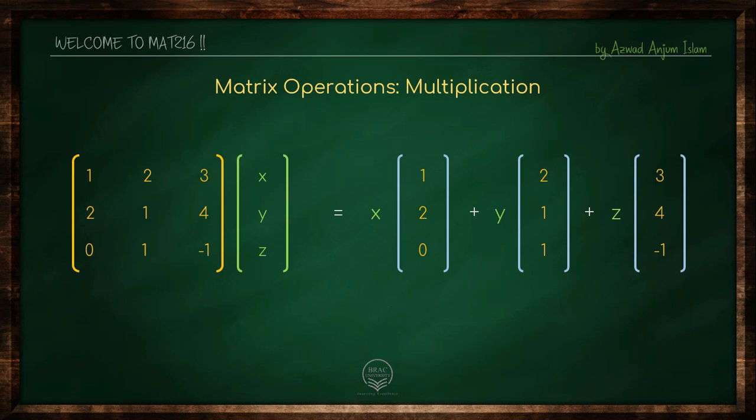But if you look at the left hand side, this is how we express a system of linear equations, because this right here is 1x plus 2y plus 3z, and that is the left hand side of a linear equation. Similarly, 2x plus y plus 4z is another linear equation. So this matrix multiplication here is just a matrix representation of a system of linear equations. And with that in mind, this new concept of matrix multiplication gives us a completely new visualization, a completely new picture of what a system of linear equations looks like. Let me show you what I mean.